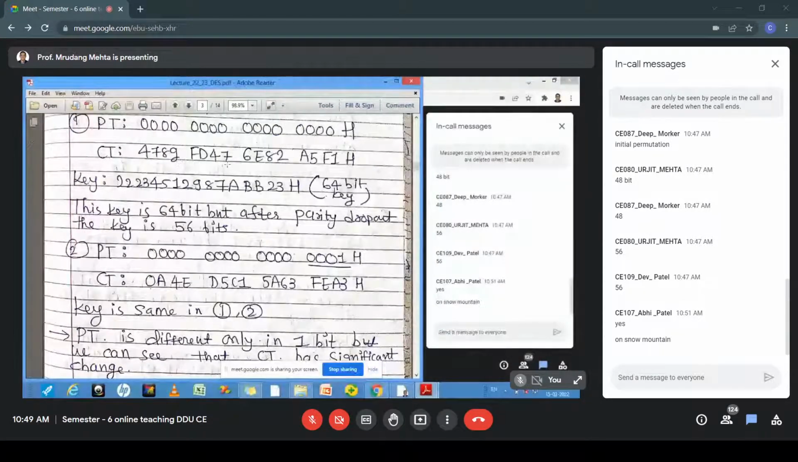Ciphertext 4789 FD47 A5 F1 in hex, right? So a 64-bit hex ciphertext, a 64-bit ciphertext, is generated.